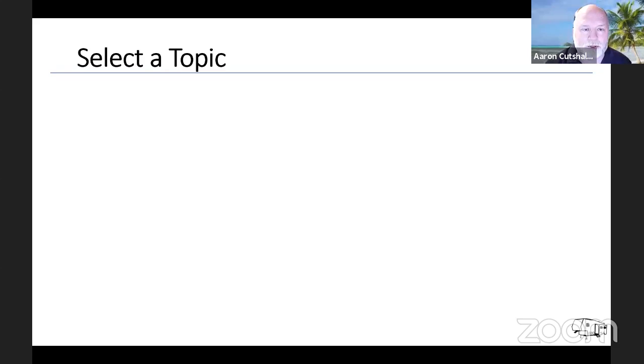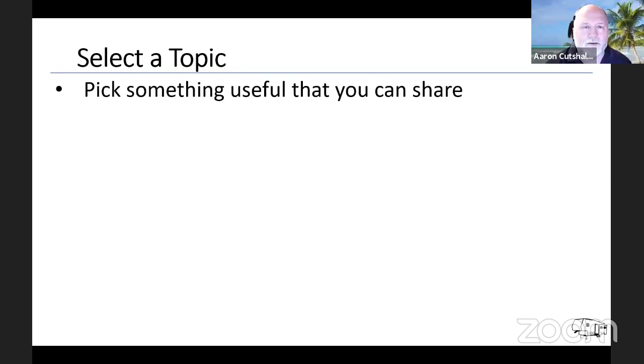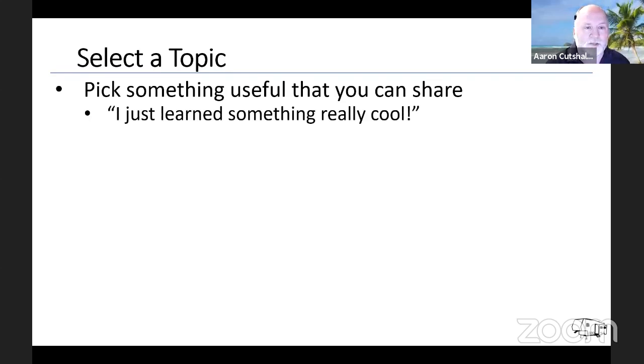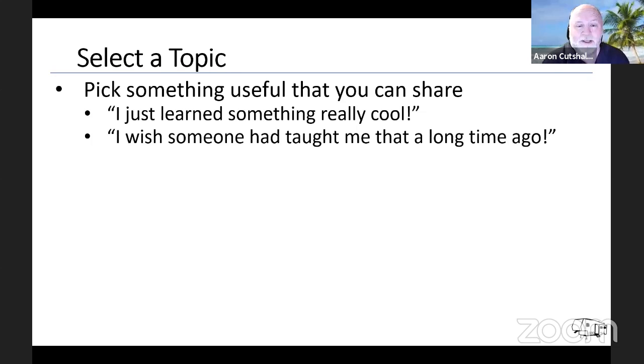So first of all, when you go to select a topic, you want to pick something useful that you can share. It doesn't have to be unique. It doesn't have to be new. It doesn't have to be even that novel, but it's something that you know, that you're comfortable with, that you can share with others. It could be something like, I just learned something really cool and I'm going to share that. Or it could be something that I wish someone had taught me a long time ago.